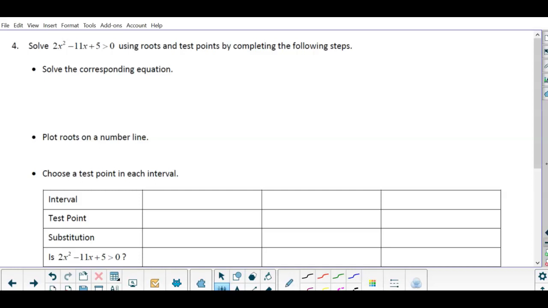So solve the corresponding equation. So if we have 2x squared minus 11x plus 5 equals 0, we can factor that.